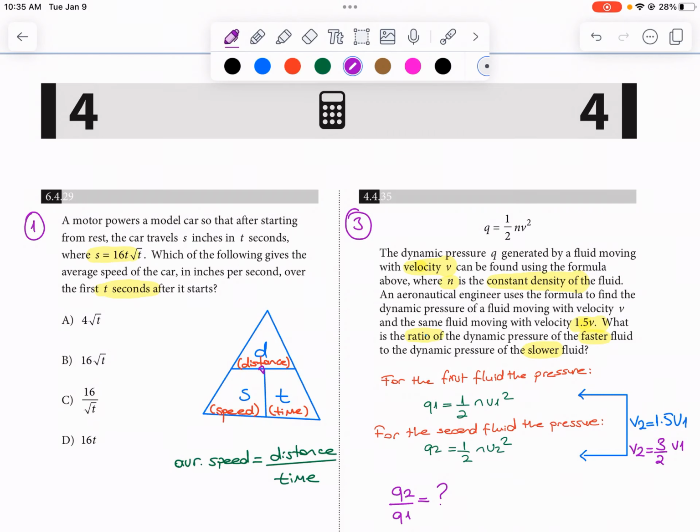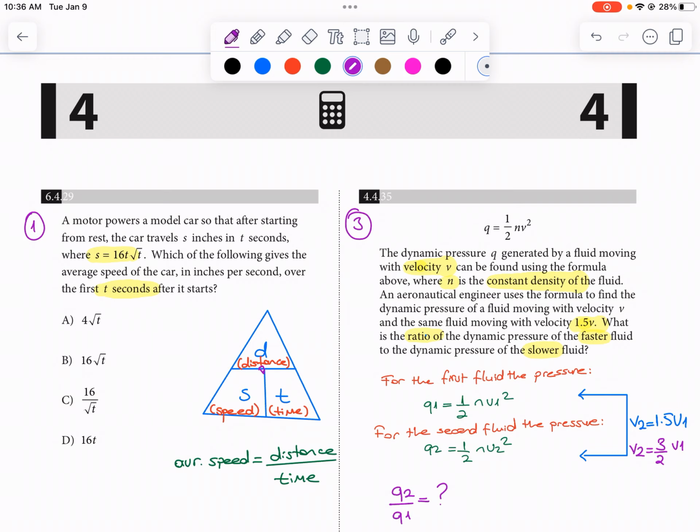Let's get started. A motor powers a model car so that after starting from rest, the car travels s inches in t seconds, where s is equal to 16t square root of t. Which of the following gives the average speed of the car in inches per second over the first t seconds after it starts? Okay, first of all guys, we should know the formula for the average speed.